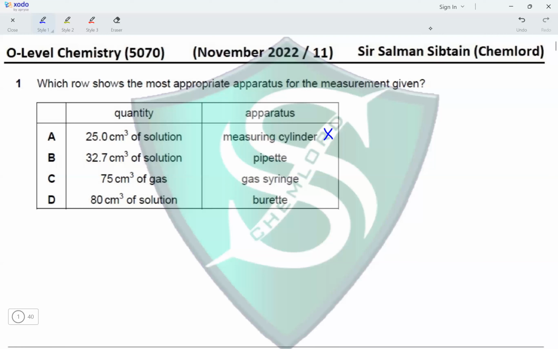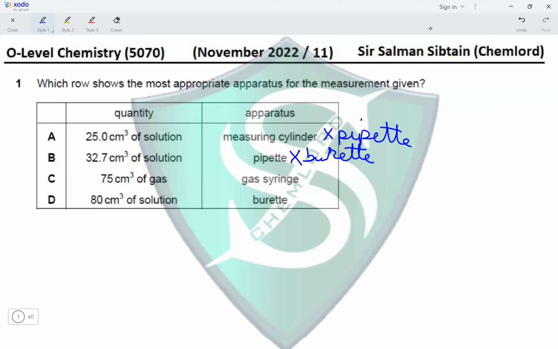A burette can also be used, but there is a pipette with a measurement of 25 cm cube, which is more accurate than using a burette. So the answer here should have been a pipette. So option A is wrong. Option B, 32.7 cm cube solution. Now we need to measure accurately to a decimal place. And we just discussed that measuring accurately to a decimal place is the job of a burette.